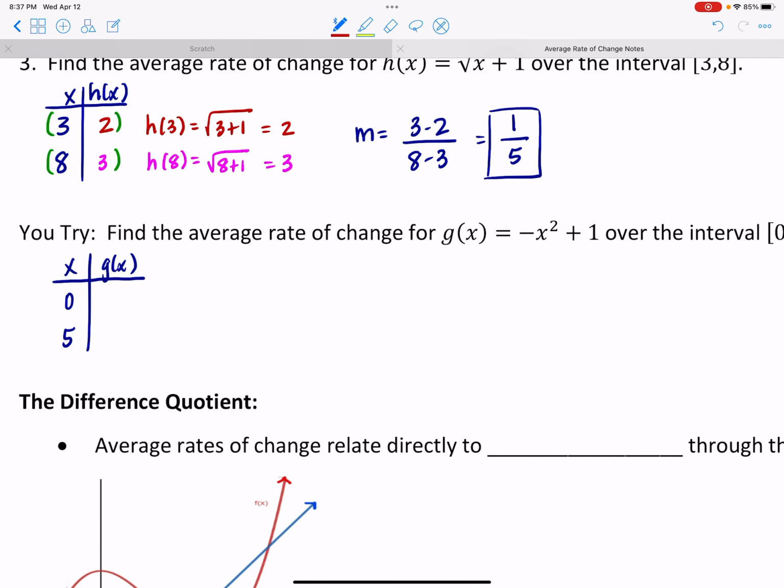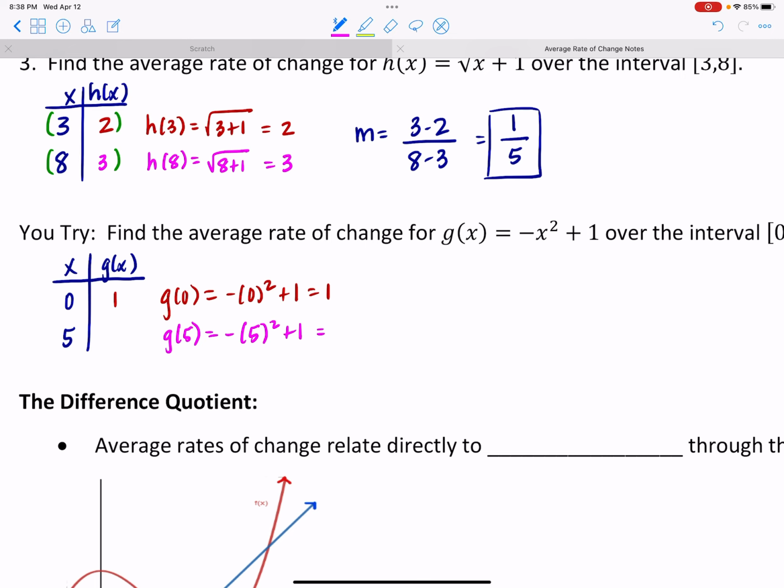So I'm going to plug the 0 in, g of 0. That's a negative 0 squared plus 1, which makes 1. And then I'm going to plug 5 in. So g of 5 would be a negative 5 squared plus 1.